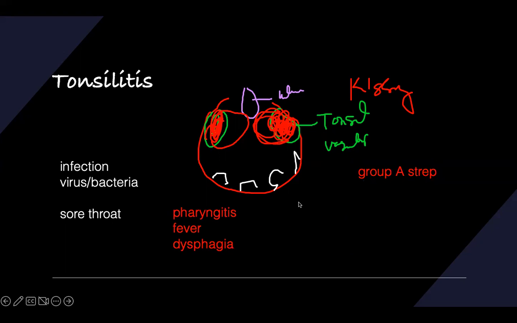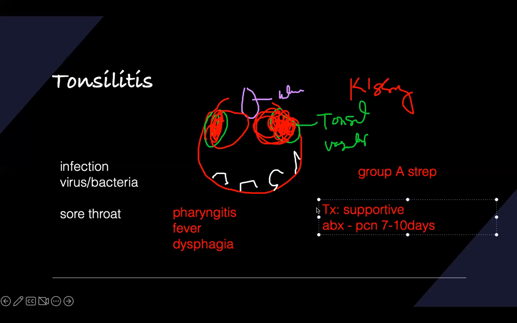Your treatment is usually supportive. And most of the time, an antibiotic is okay because of the strep. They can get penicillin, depending on their allergy, for 7 to 10 days, and that should take care of it without any problem. So that's the management of that. It's tonsillitis, an infection of the tonsil. That's what it means.